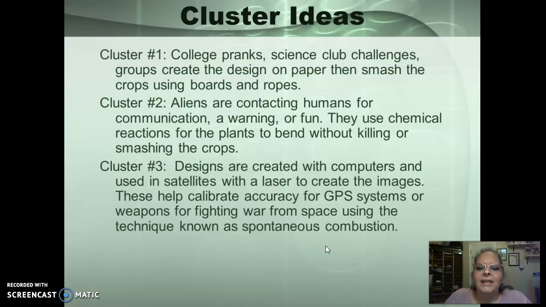Cluster number 2 about aliens. Are they communicating with us for fun, for a warning, or are we just their background? Are they using lasers or chemical reactions? I read something or saw something about MIT students, and they did a discovery on some crop circles where there was some sort of a reaction, chemical reaction at the root that made the plant just kind of lie down.